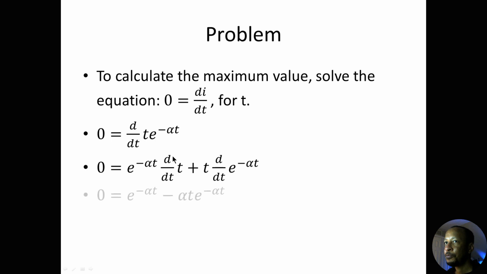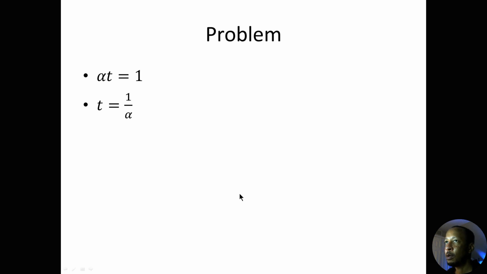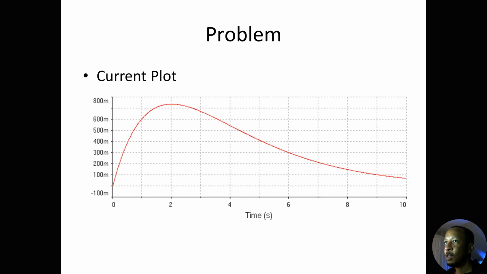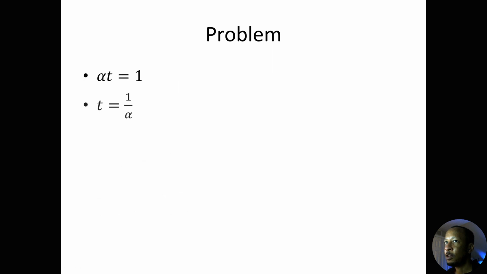Okay, so next and finally, the value of that maximum current is I equals 2 e^(−0.5 × 2), which equals 735.7589 × 10^(−3) amps, which is approximately 736 milliamps. Going back, let's visually take a look at that. That looks to be 736 milliamps. So according to the plot as well as our analytical techniques, that all checks out just fine.